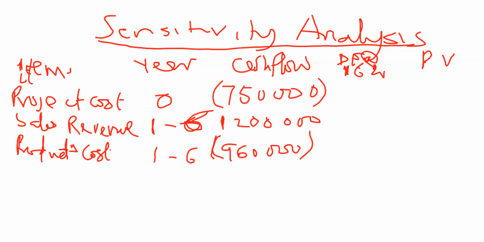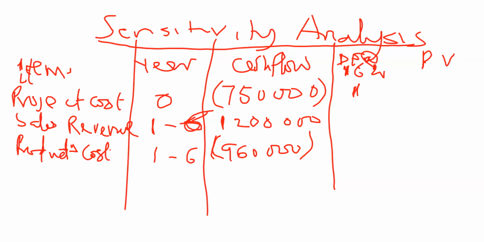I hope you have not forgotten our formula: 1 over 1 plus r raised to power n. So the discount factor, this should be 1. Yes, sir. Good. Now, this amount, the 750,000, what is it called?